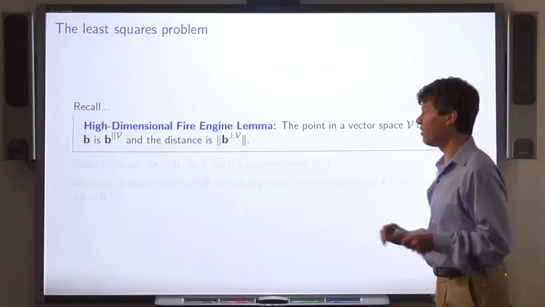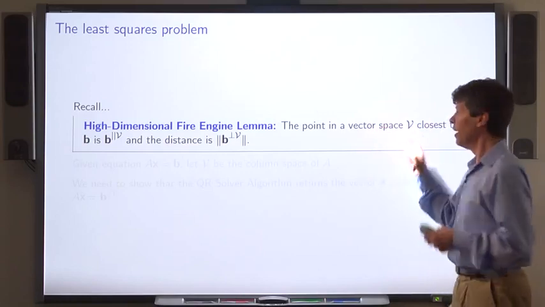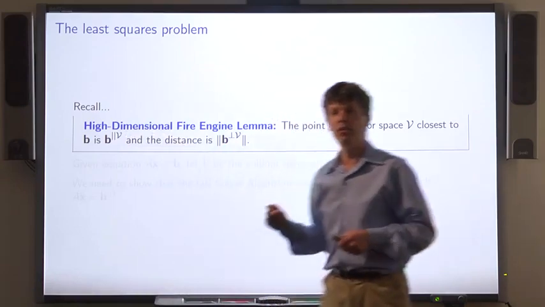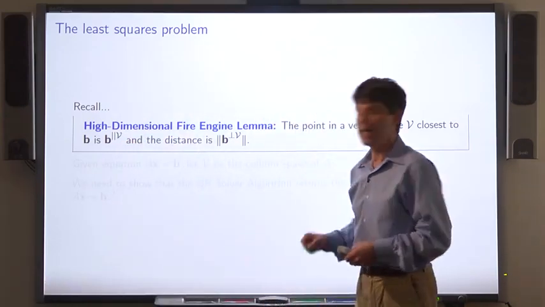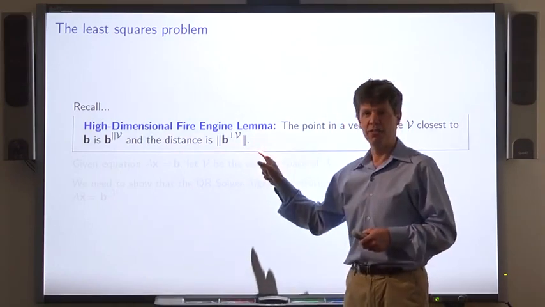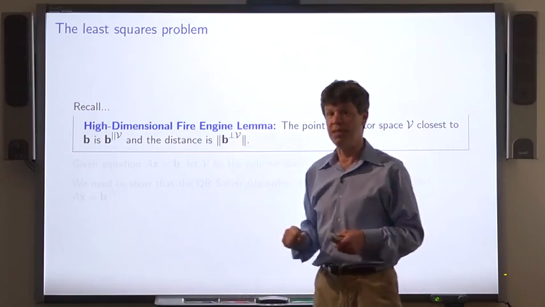Recall the high-dimensional fire engine lemma. It stated that the point in a vector space big V that was closest to a vector b is b parallel, the projection of b onto the space big V. And the distance is the norm of b perpendicular. That is, the projection of b orthogonal to the space big V.